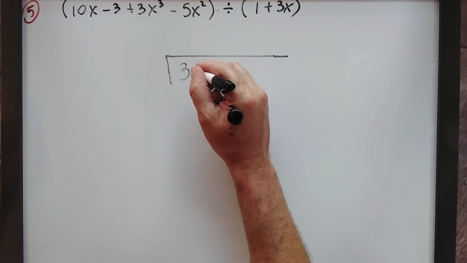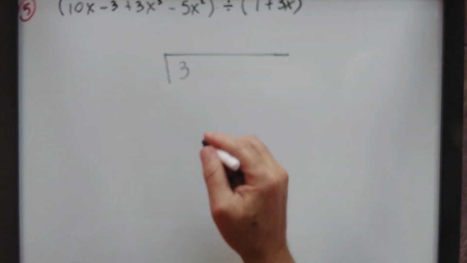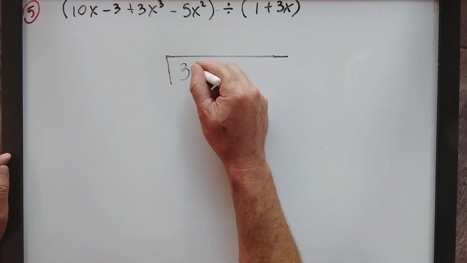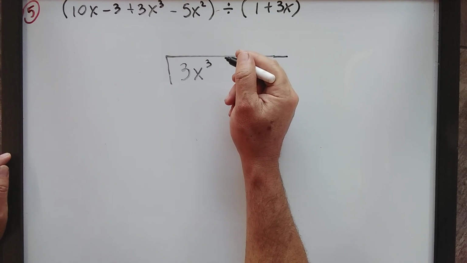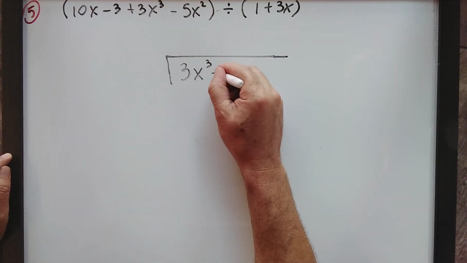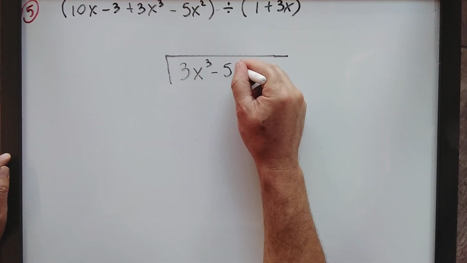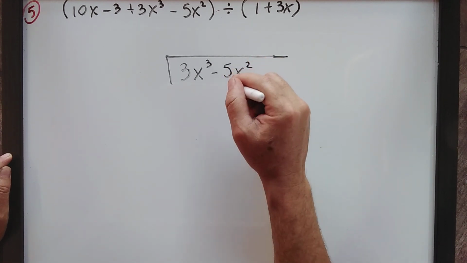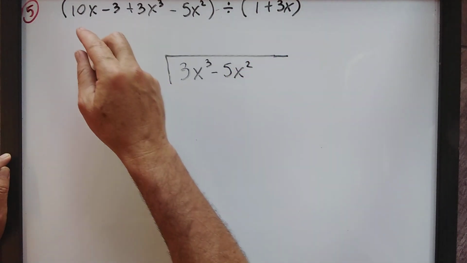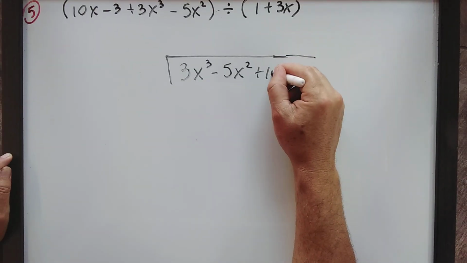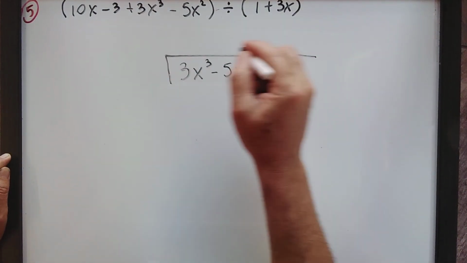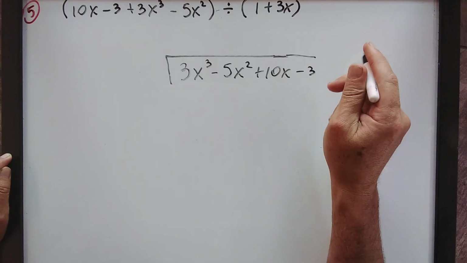And then from there you go down. So I'm gonna have 3x to the third, and then what comes next? Minus 5x squared. Don't forget to keep the sign. And then positive 10x, and then minus 3. Right?